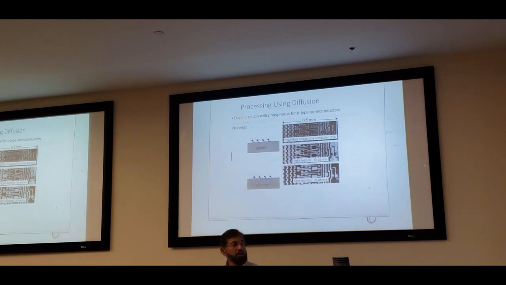If you dope the silicon with a group 5 element, like phosphorus, you can get an N-type semiconductor, with an excess of electrons. And if you dope the silicon with a group 3 element, like boron, you can get a P-type semiconductor.